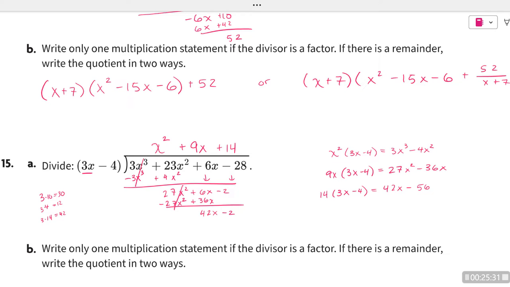56. I was thinking 28 times 2 because I was doubling it in my head. So we're going to subtract those. So we're going to do minus 42x and then plus 56. So we get a remainder of 54.